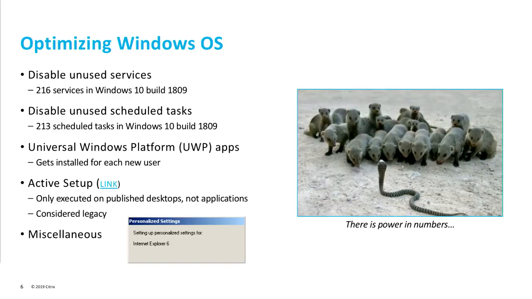Finally, miscellaneous. This is the mix of all the typical best practices: using the high performance mode, disabling the last access timestamp on NTFS, and so on and so forth.